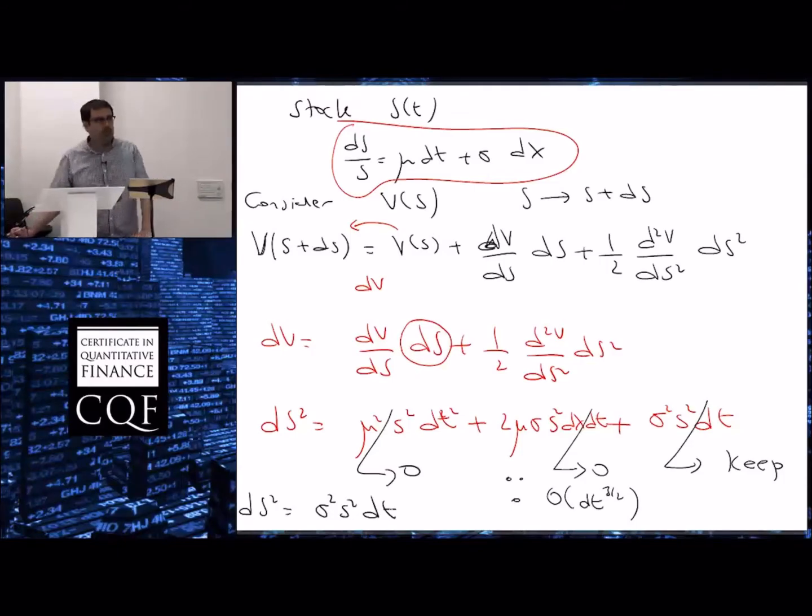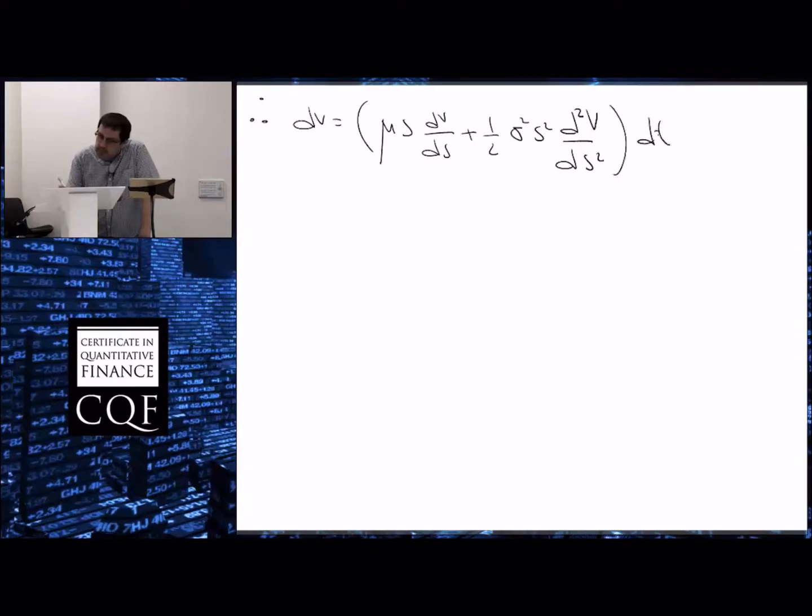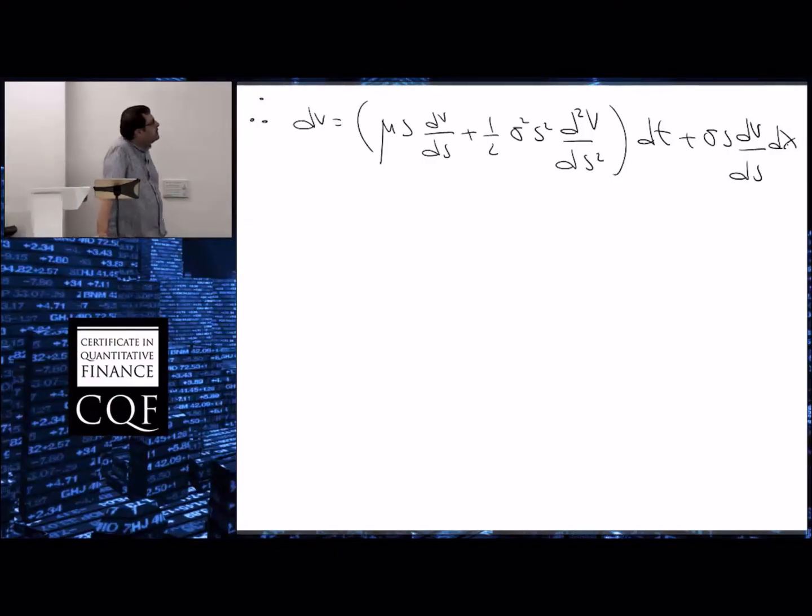I'm going to call Ito3. So therefore, dV is equal to, brackets, mu S dV by dS plus a half sigma squared S squared d squared V by dS squared, dt, plus sigma S dV by dS dX. And there's our third form of Ito's lemma.